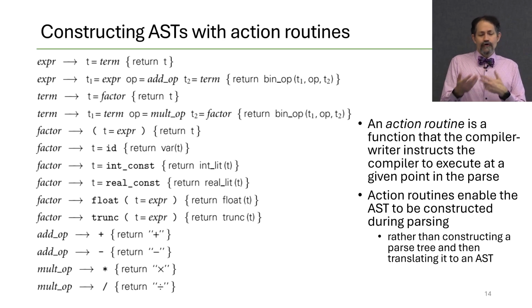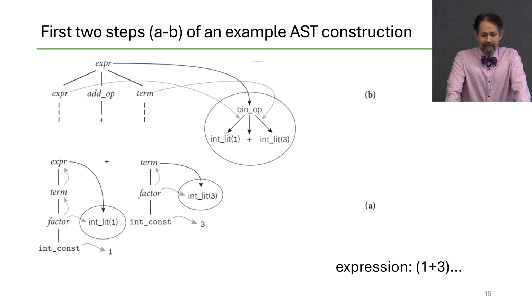So in general, what we can do with action routines is bind the result of parsing other pieces of the grammar to variables, and then use those variables in an action routine to return a tree for this current expression or whatever we're parsing. Let's look at an example of AST construction using action routines.